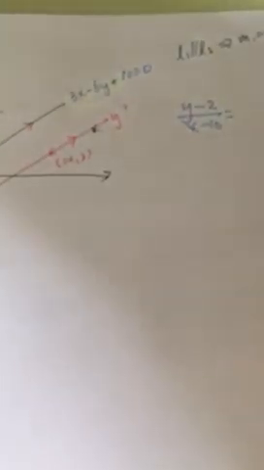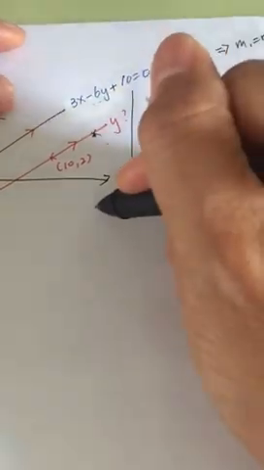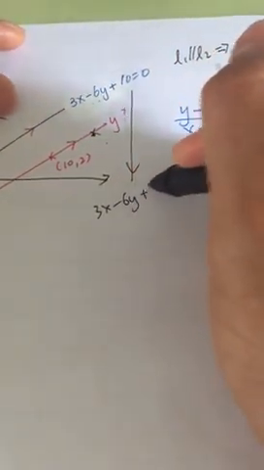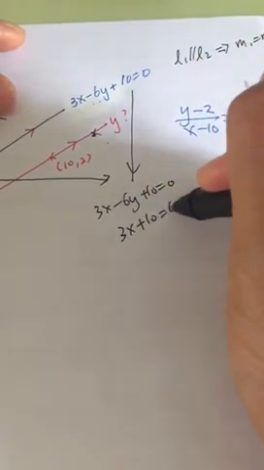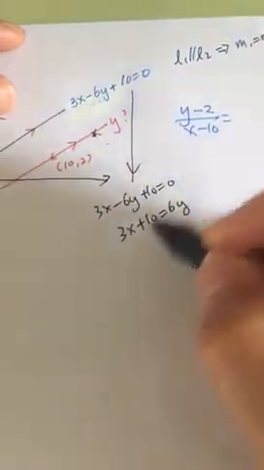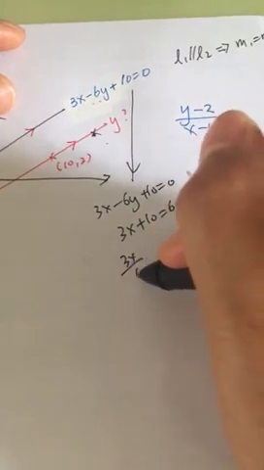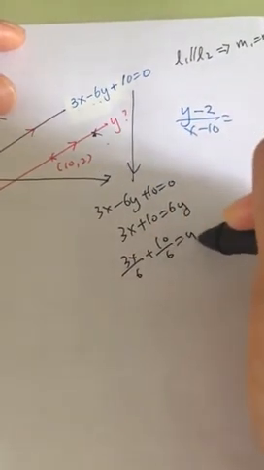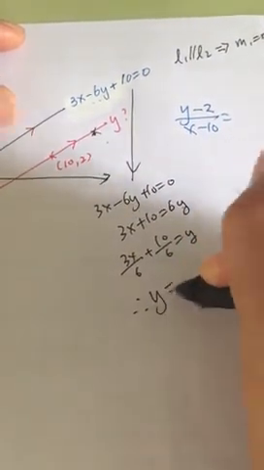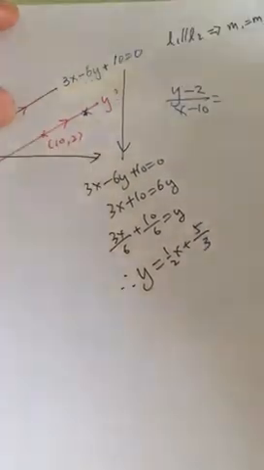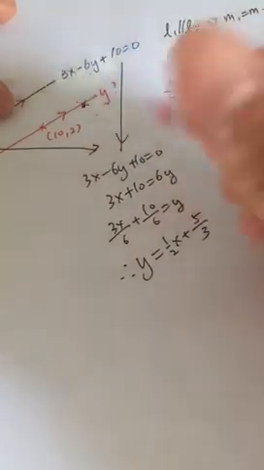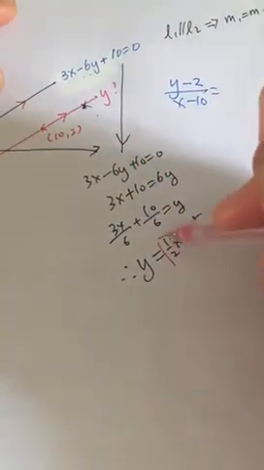So that means you are going to change the subject, right? So I try to change the subject. 3x minus 6y plus 10 equals 0. That means 3x plus 10 equals 6y. I divide both sides by 6. So therefore, y equals 1/2 of x plus 5/3. After changing the subject, then you know this straight line, the slope should be 1/2.